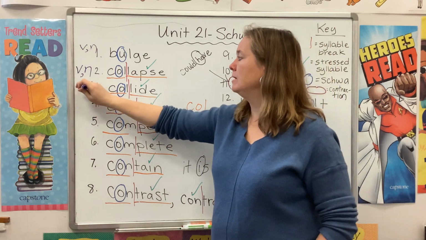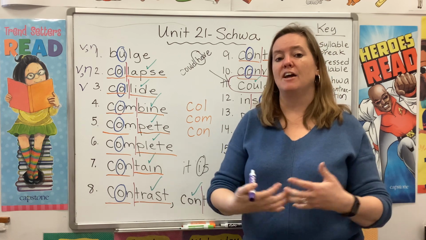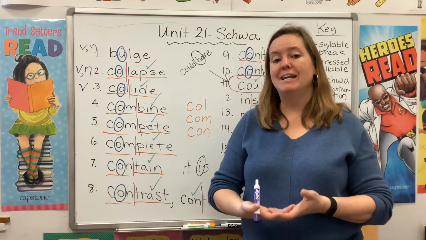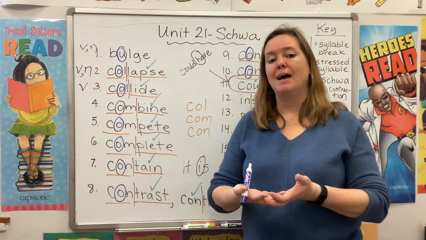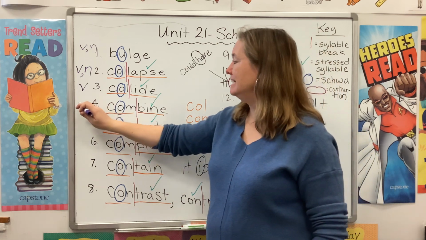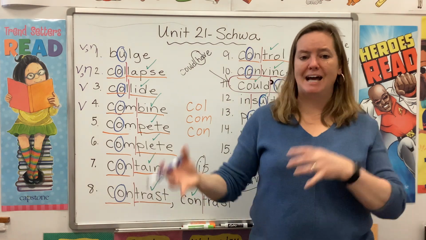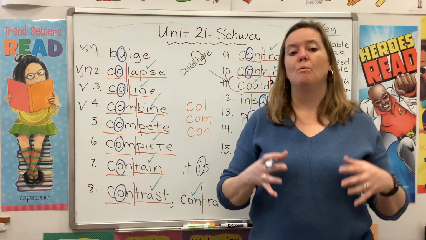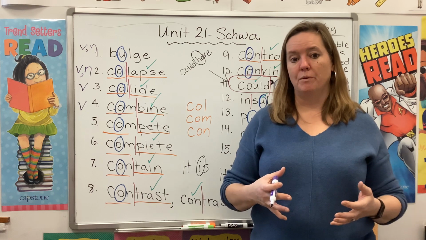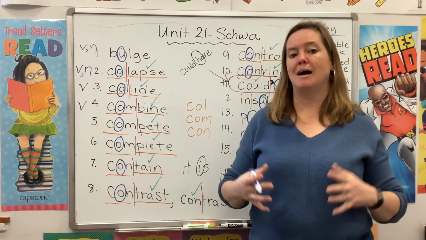"Collide" can only be used as a verb. When two things crash into each other, they are colliding. If I wanted to make that a noun, I would have to call it a collision. "Combine" can also be used as a verb. I combine all the ingredients when I'm making soup, okay? If I wanted to make it a noun, I would have to change it to combination.